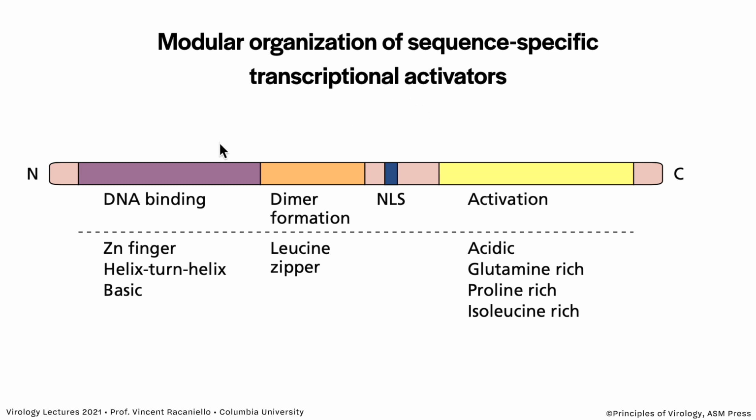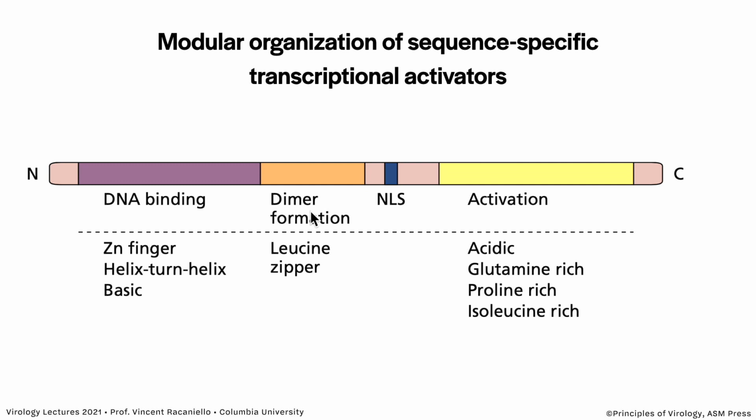They typically have three functional regions. They have a DNA binding region, right? So this is the part of the protein that is optimized for binding DNA. And down here are some protein motifs that are typical, like the zinc finger. If you ever hear a zinc finger protein mentioned, that is usually going to be a DNA binding protein. Also helix turn helix, or a basic amino acid sequence. These are all characteristics of DNA binding domains.